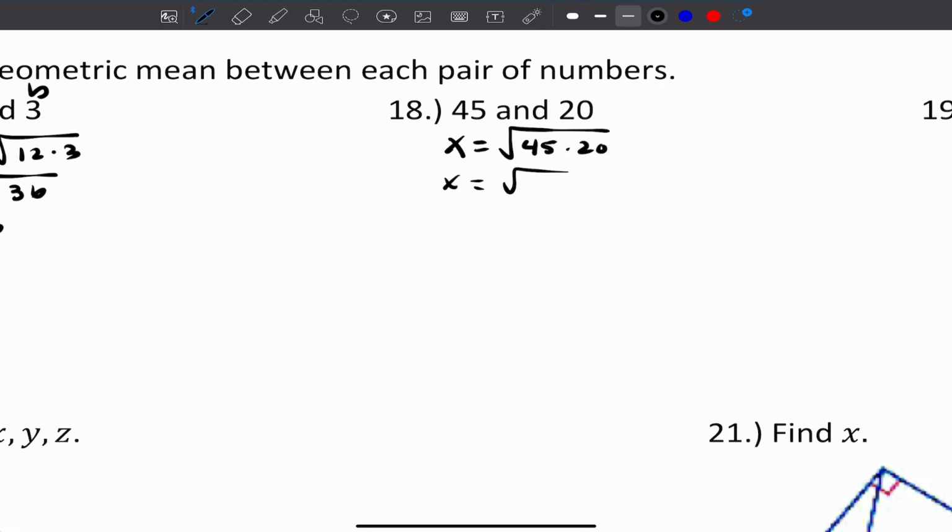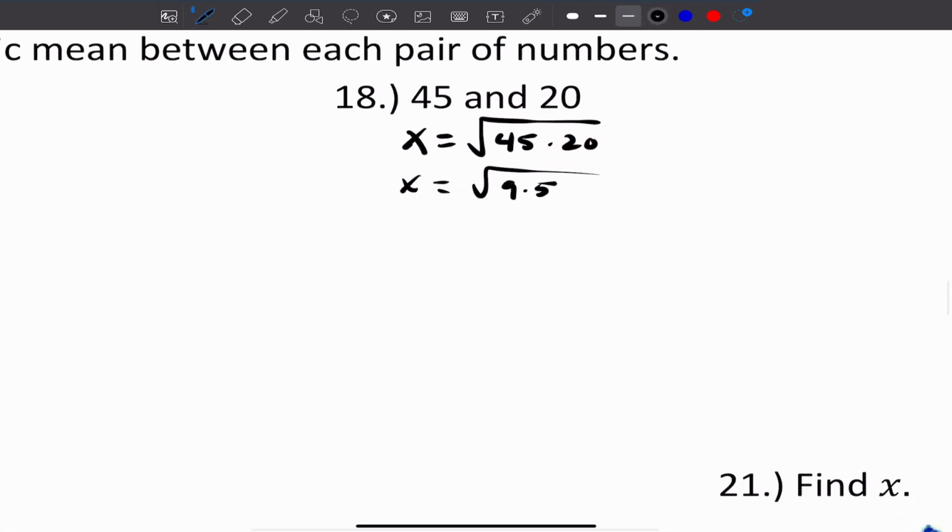So x equals, well, what two numbers multiply together will give me 45, where one of them is a perfect square? 9 times 5. 20 would be 5 times 4. I have the square root of 9, which is 3, so 3 will go outside of the square root. So I don't need this anymore. I have the square root of 4, which is 2, so 2 will go outside.